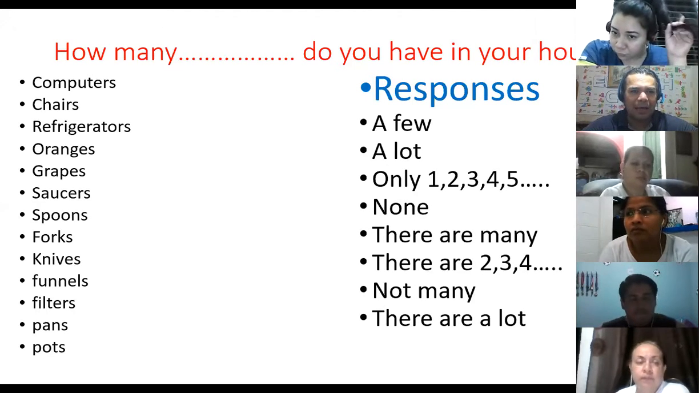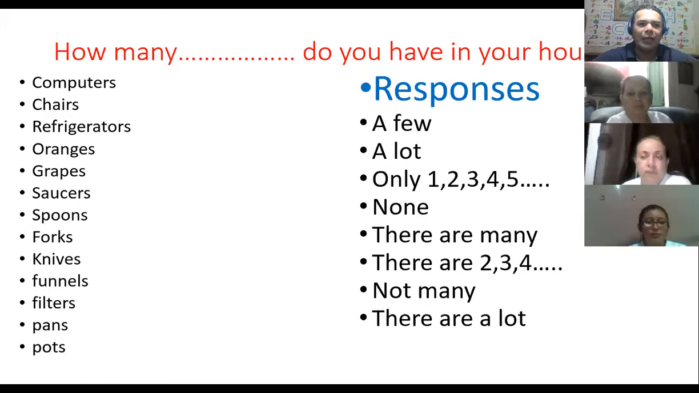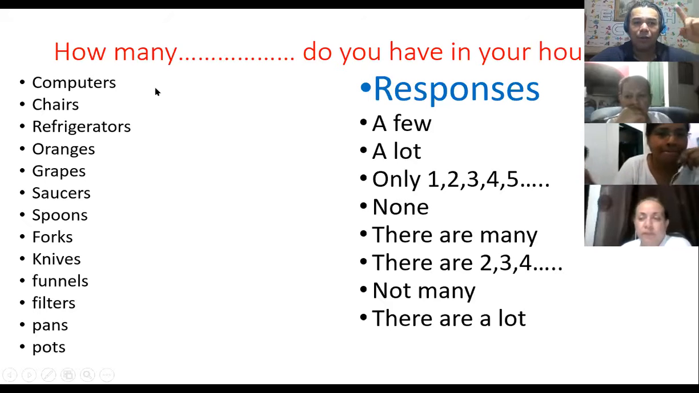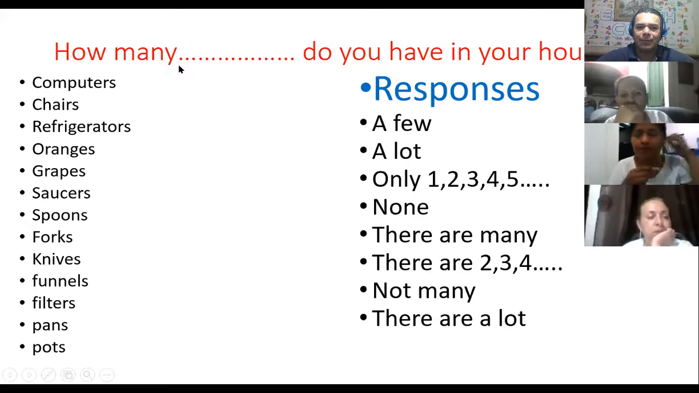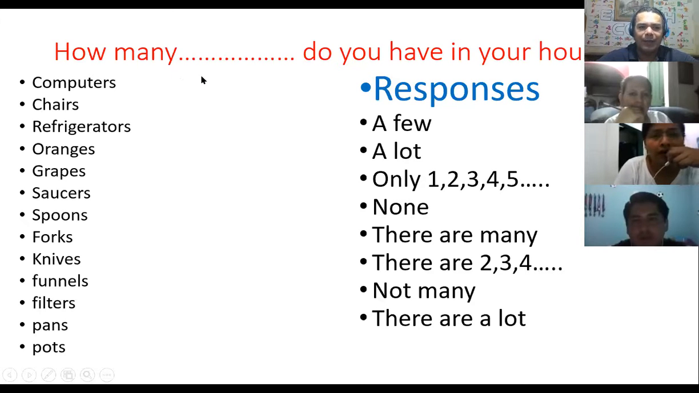All right, here we go. Vamos a practicar. Anita? Yes. Okay, ahora voy contigo. Now I'm with you. Tú me haces dos preguntas, you ask me two questions, refrigerators and oranges. How many refrigerators do you have in your house? How many oranges do you have in your house? There are three. Ya casi me las acabo.